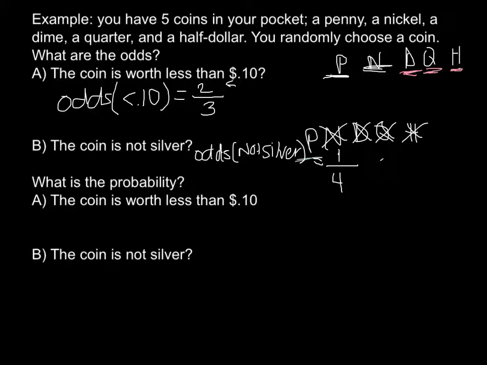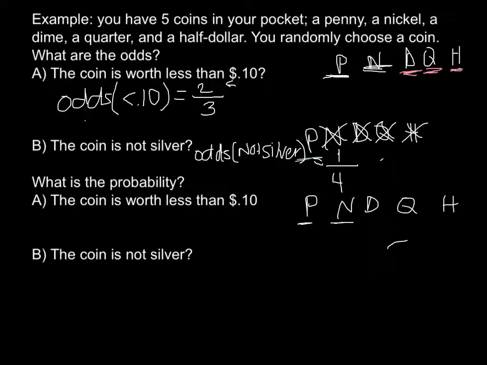Okay, let's try a couple more. Now so those are odds, now let's try probability. Remember, probability is over all of the options. Okay, so probability the coin is worth less than 10 cents. Again, we have a penny, nickel, dime, quarter, and $50. Less than 10 cents, we've got pennies and nickels.